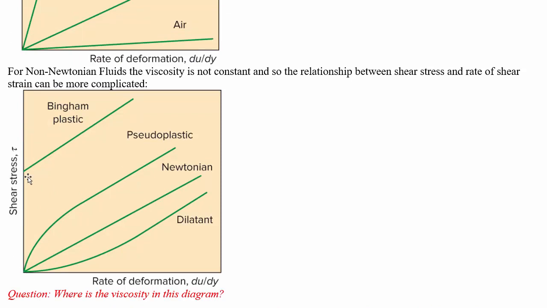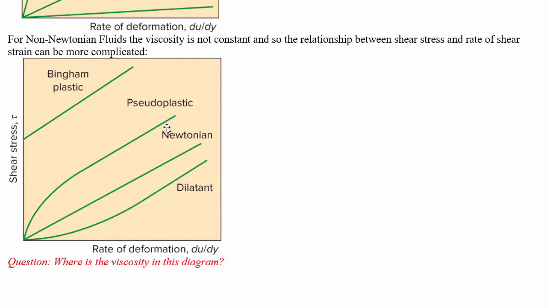So Bingham plastics are not fluids until they reach a certain threshold shear stress, and then they behave like a fluid with a constant viscosity that has to have some kind of threshold stress subtracted from it. Newtonian fluids, constant slope, no matter what shear stress or rate of shear deformation you're applying. Then we've got pseudoplastics and dilatants. Pseudoplastics start off like a very high viscosity fluid, but once you apply enough stress, kind of like a thresholding effect as well, they decrease their apparent viscosity. So they start off like they have a lot of viscosity, and it decreases as you apply more stress.